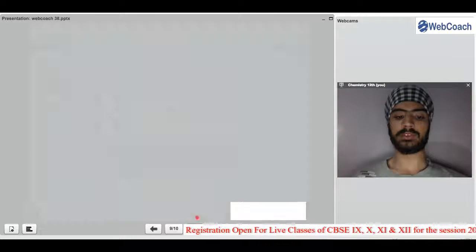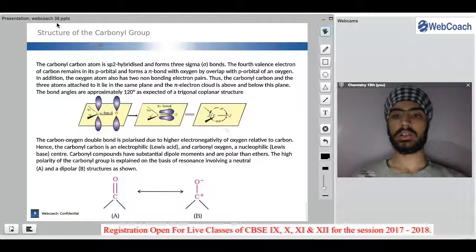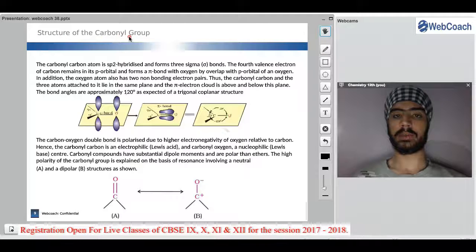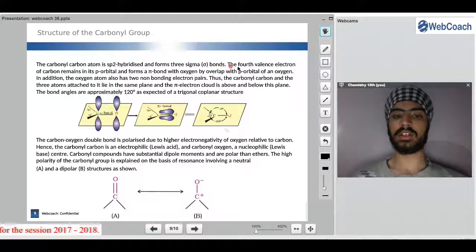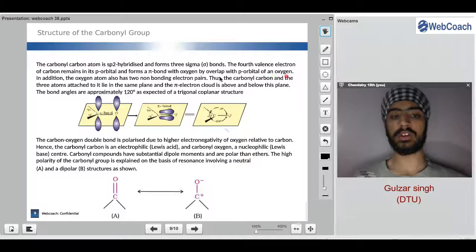So these are the common structures and their names. Now the structure of the carbonyl group. The carbonyl carbon is sp2 hybridized and forms 3 sigma bonds. The fourth valence electron of carbon remains in its p orbital and forms a pi bond with oxygen by overlapping with the p orbital of oxygen.